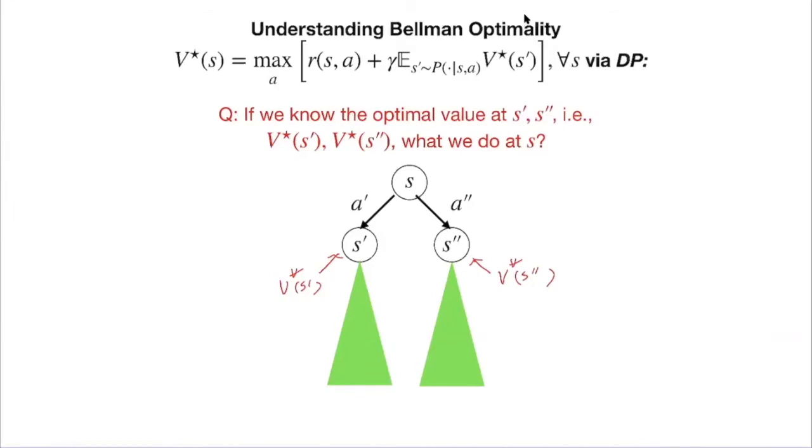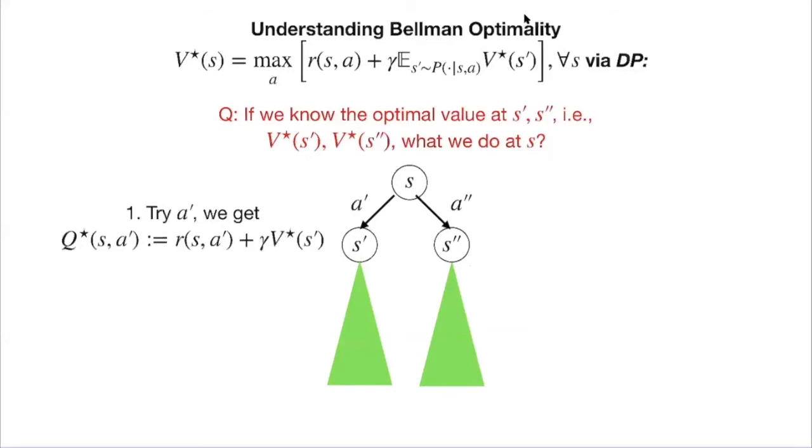Okay, someone want to give it a try? You sum up the reward of S comma A prime, so R of S, A prime plus gamma times V of S prime. And on the other side, it's R of S comma A double prime plus gamma times V star of S double prime. See which one is larger and choose the larger one. Yeah, correct. So this is exactly the dynamic programming idea.